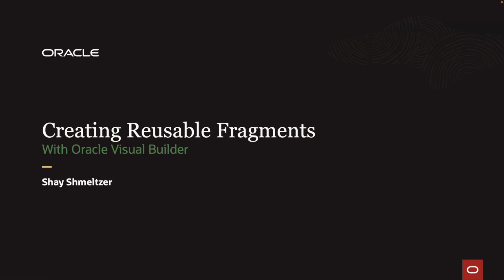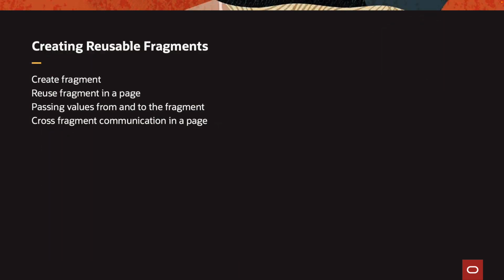Hi, in this demonstration we're going to show you how to create reusable fragments and use them in Oracle Visual Builder. My name is Shai Schmelzer. We'll start by showing you how to create a fragment and set the fragment properties. Then we'll show you how simple it is to reuse a fragment in a page. We'll show you how to pass values from and to the fragment, and how you can achieve cross-fragment communication in a page by controlling the values that are passed from and to the various fragments.